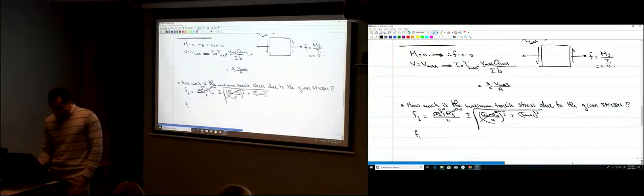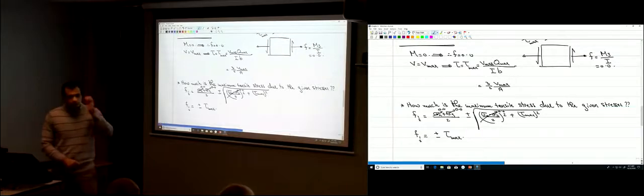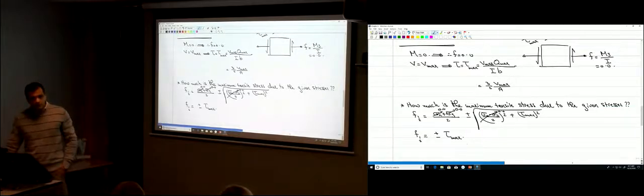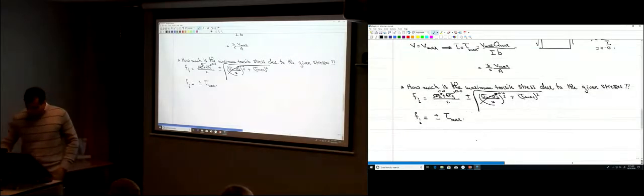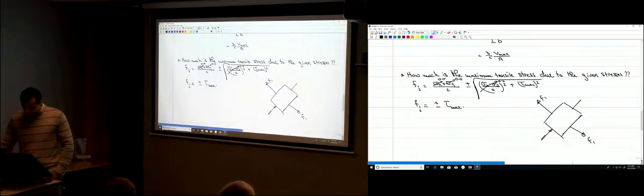So how much is F1 or F2? They are positive or negative tau max. Okay? You agree with this? So that means that on a certain direction like this, you're going to have F1, that's the maximum tensile force in that direction. And here, the other principal stress is the same magnitude, but negative, it's compression, F2.